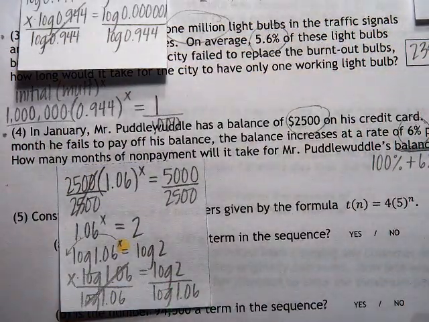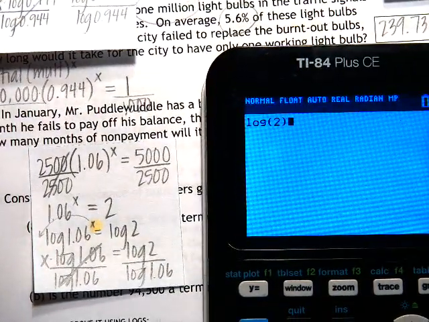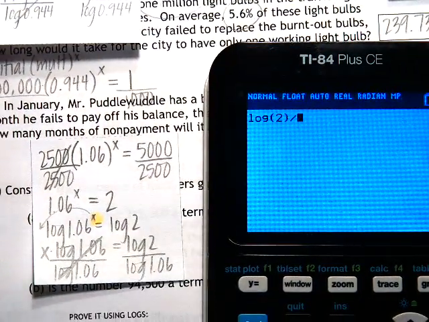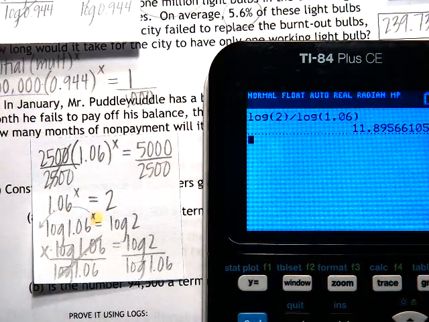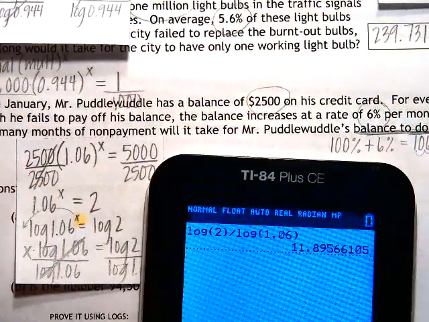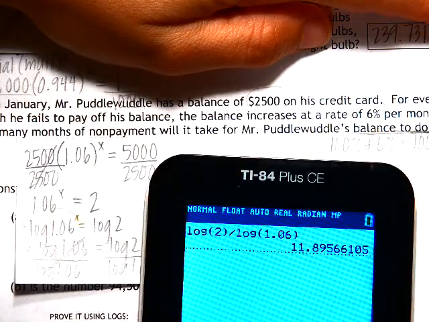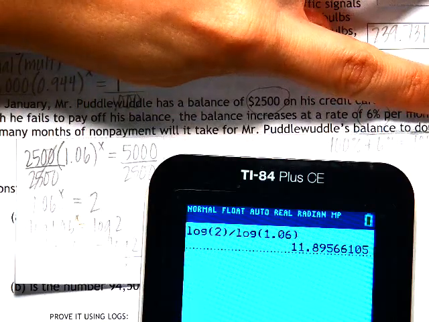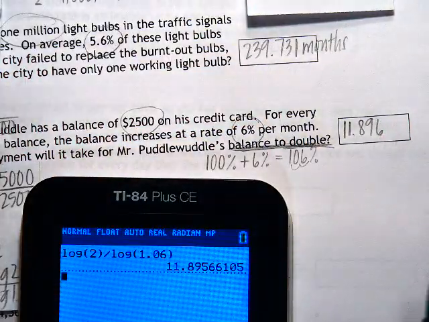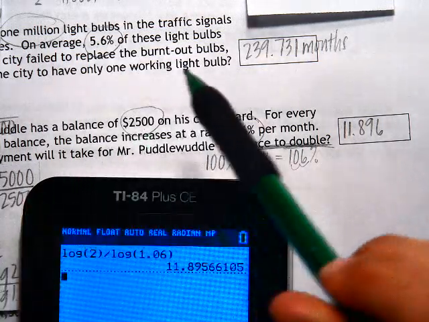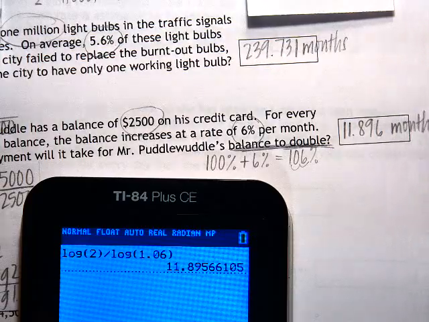And now it becomes a calculator problem. Now we have log of 2, close the parentheses, divided by log of 1.06, close those, 11.896. Always I write that number and then I go back and reread the question to make sure I understand the context in which that 11 makes sense. So I wrote 11.896, but I'm going to reread. How many months of non-payment will it take? Oh, it'll take 11.896 months.